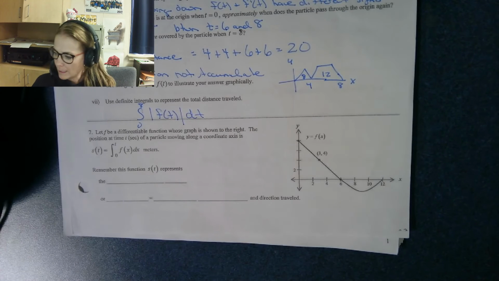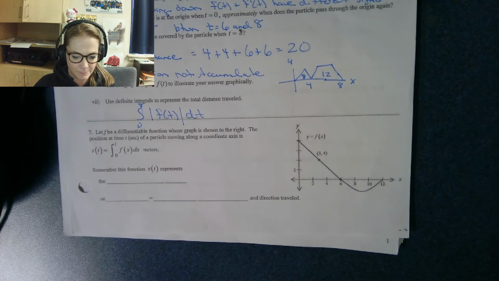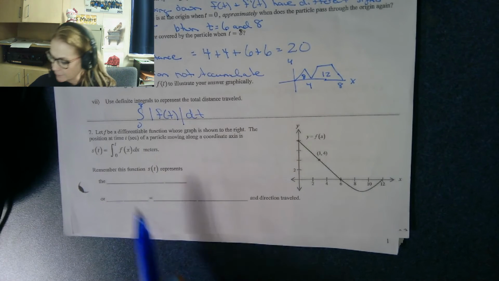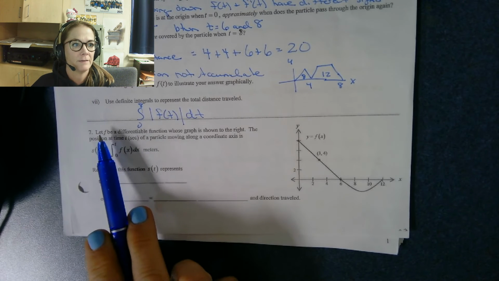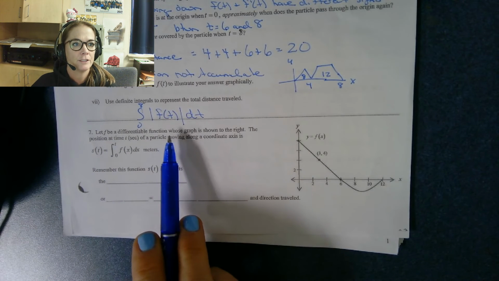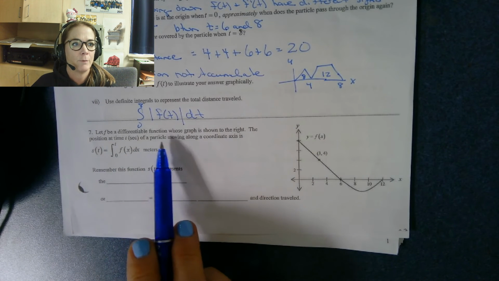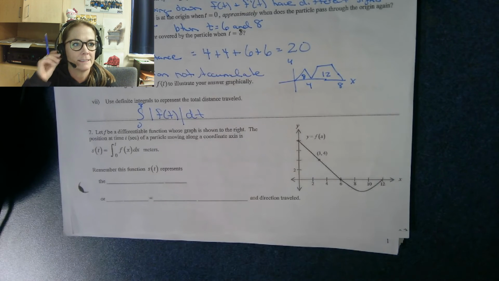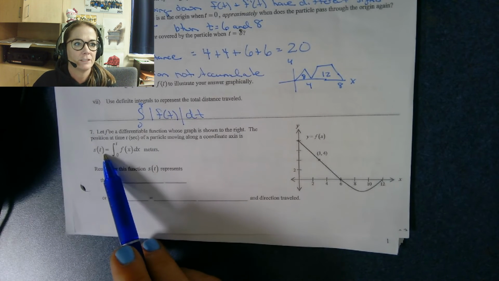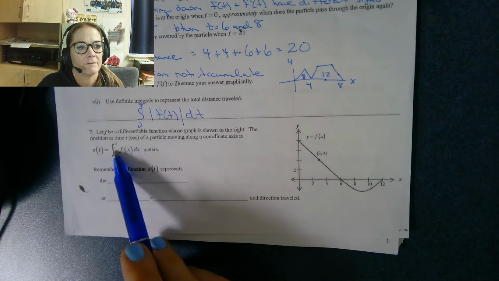Everybody, here we go on our last page of 6.4 part 2. So we're going to look at this number 7 here. Let f be a differentiable function whose graph is shown to the right. The position at time t in seconds of a particle moving along a coordinate axis is the following. So here's the position function, and it's written as a definite integral.